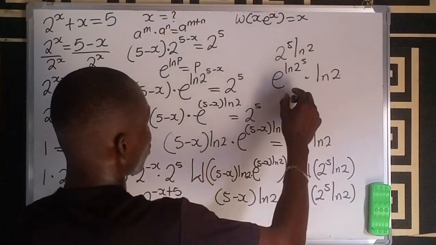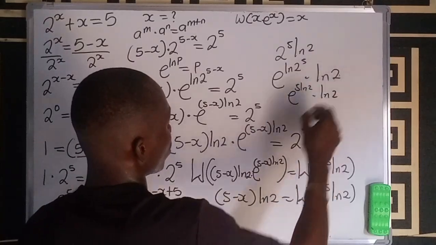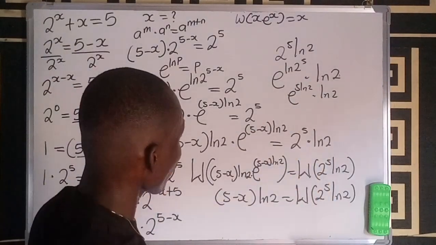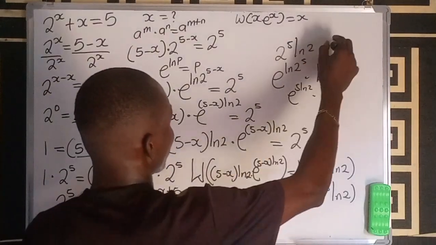Now this 5 can go back, so it becomes e to the power of what? 5 ln 2 multiplied by what? ln 2. Okay? Now they are not the same. I want it to be the same. So what I will do, I know that 2 to the power of 5 is 32.